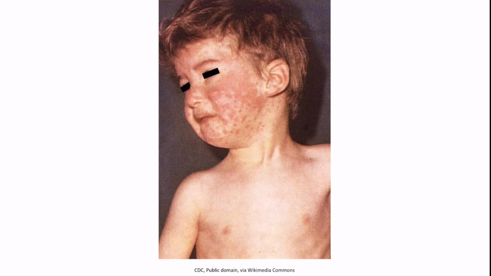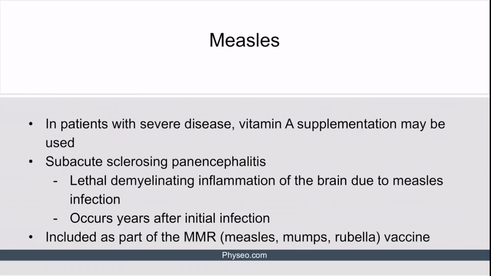Here's an image of a child with the measles exanthem. This erythematous confluent maculopapular rash starts on the head, as it has in this child, and then as the disease progresses, the exanthem would be expected to spread in a cephalocaudal pattern down to the rest of the body. Like most viruses, measles typically only require symptomatic treatment. However, in patients with severe disease, vitamin A supplementation can be used as treatment.